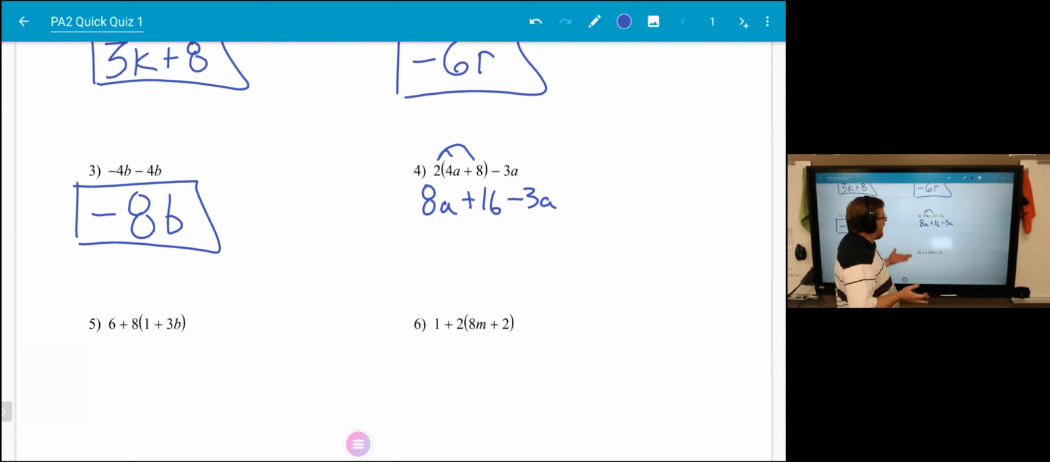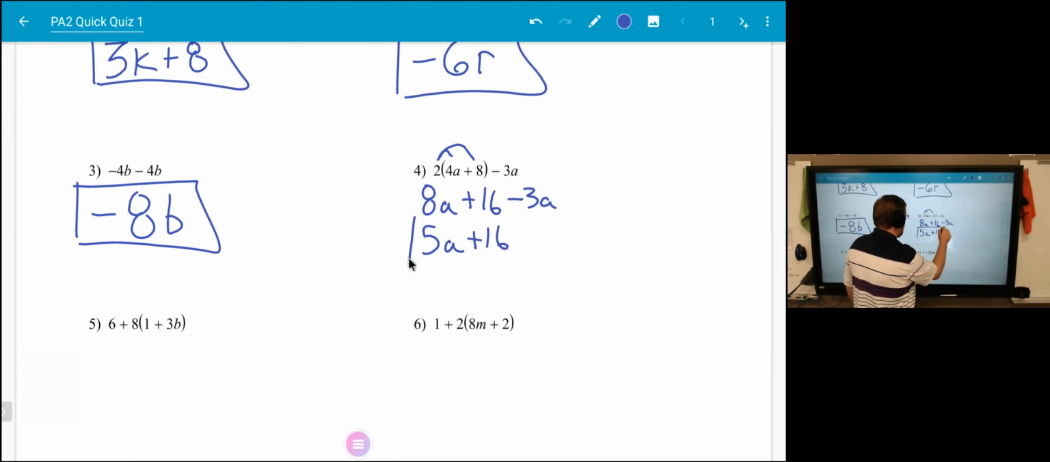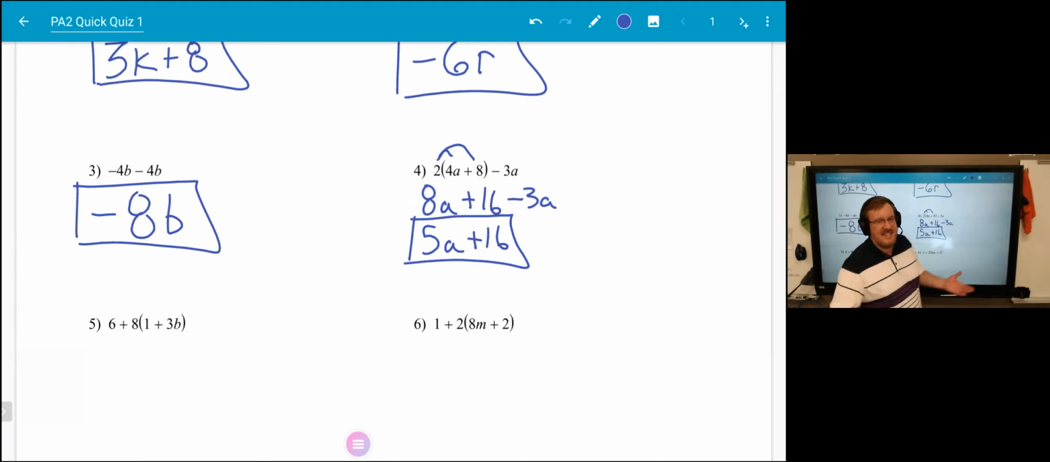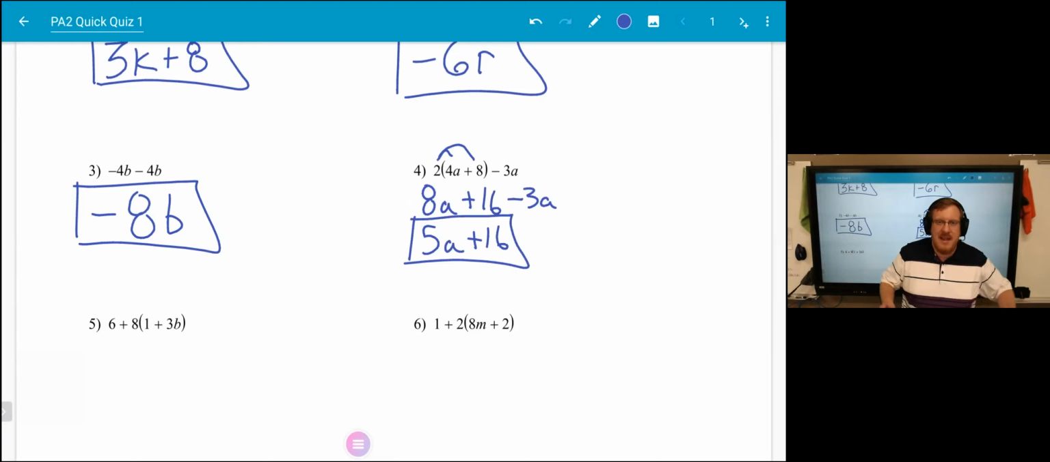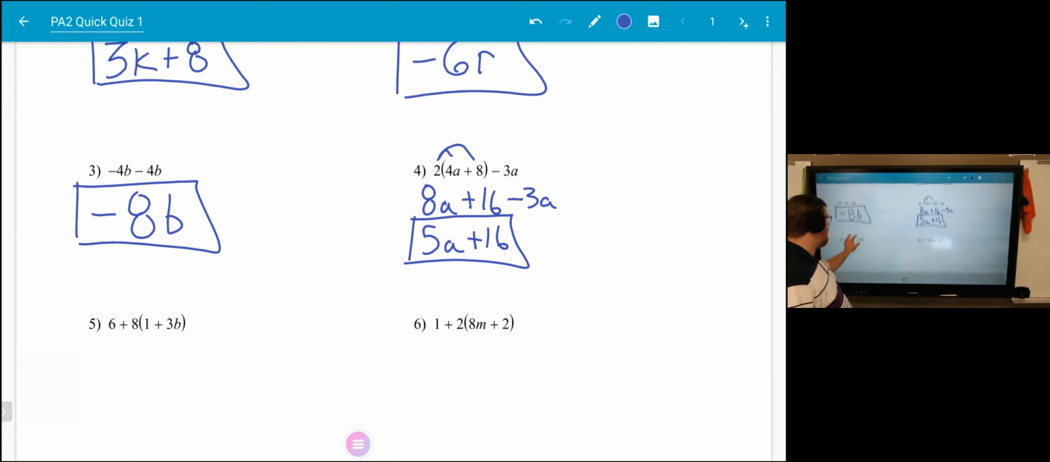Now I'd like to see, can I simplify anything else? Well, yeah, right there. I got 2 terms with just plain a's. So 8a minus 3a gives me 5a plus 16. I'm good to go. That 16 can't be combined with anything else. It doesn't have a variable. Can't combine it with something that does.